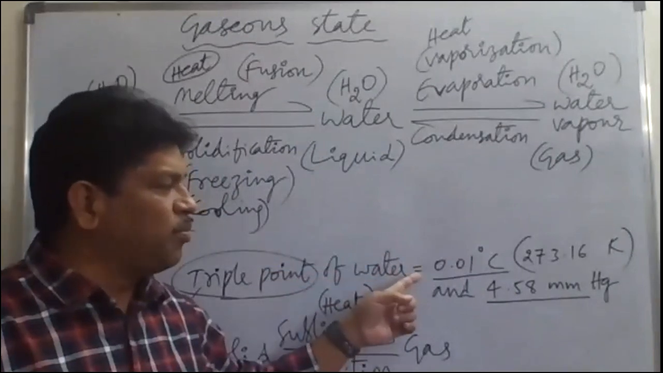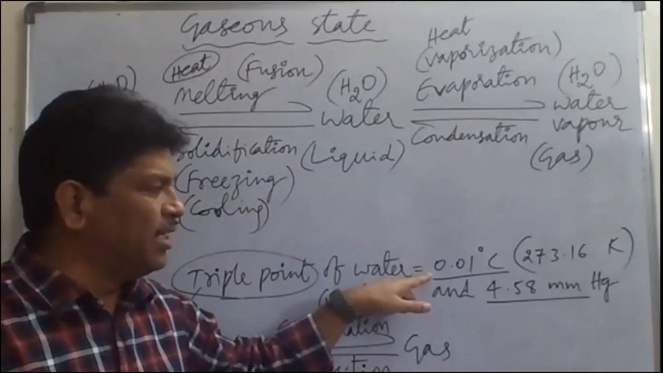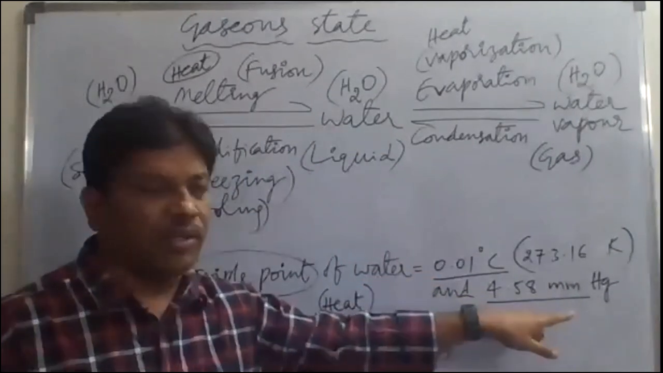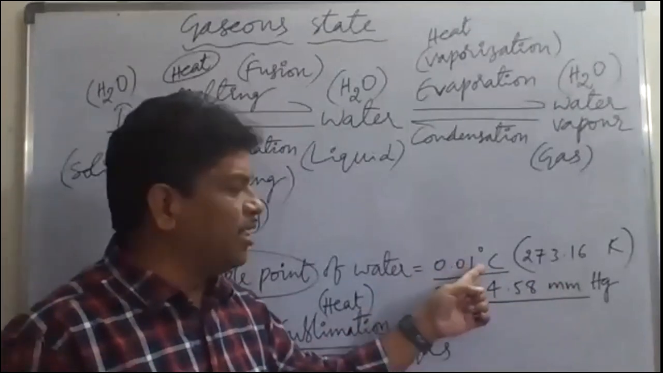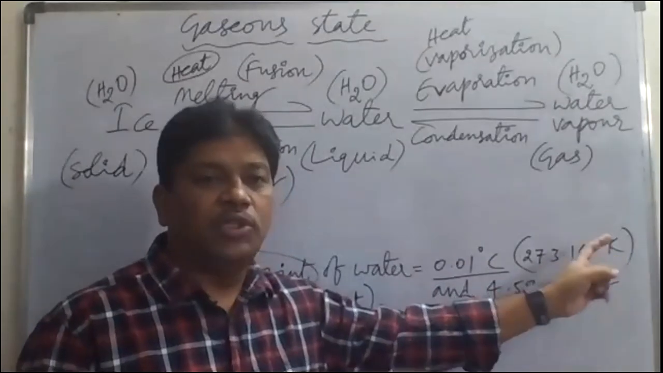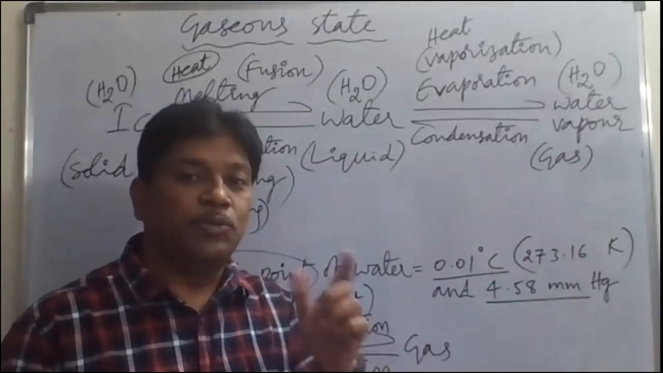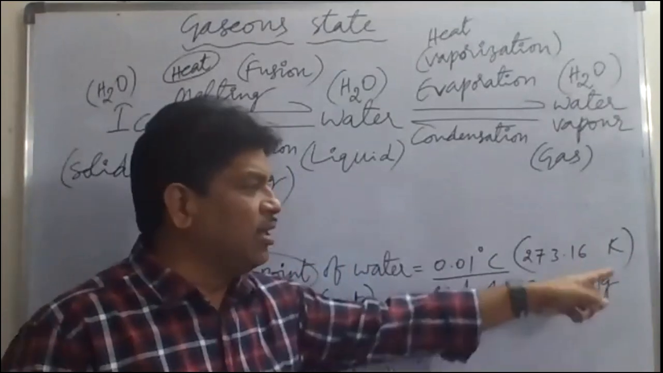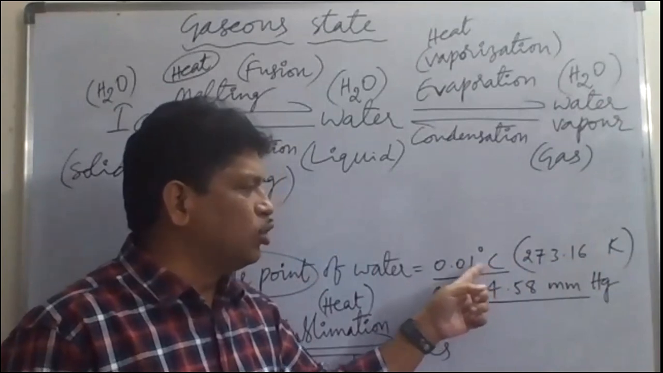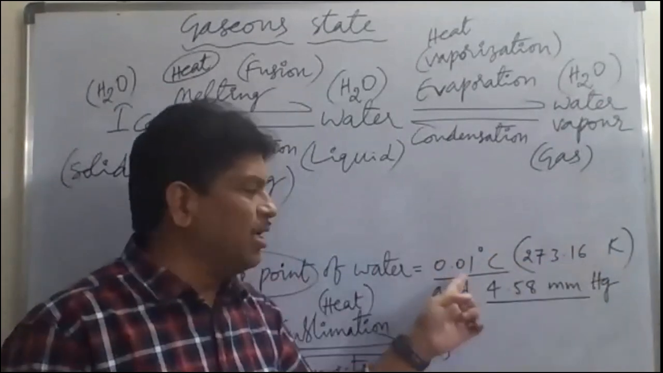So what are the temperature and pressure values of triple point of water? 0.01 degrees Celsius and 4.58 millimeter of mercury. And here, if we convert the centigrade temperature into Kelvin temperature, K is the temperature in absolute scale. So how to convert centigrade temperature into Kelvin temperature?